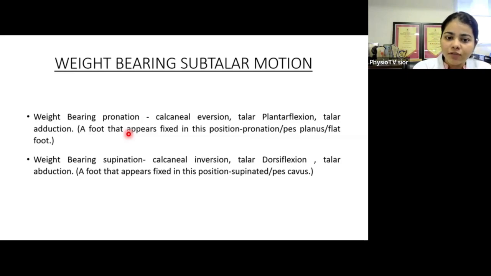And a foot that appears fixed in this position in pronation is pes planus or a flat foot, versus supination where it is called a pes cavus.